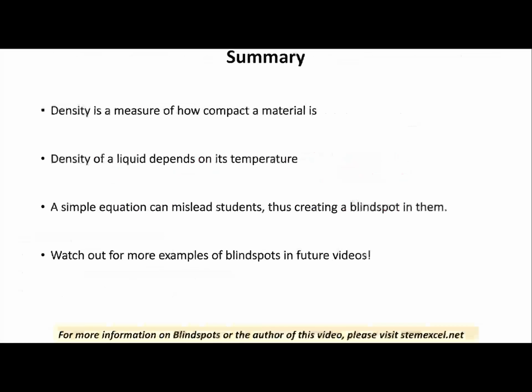In the next video, I will discuss another blind spot common in most students in grades 10 to 12. This relates to the understanding, or rather misunderstanding, of one of the most celebrated equations in physics, namely Newton's second law of motion.